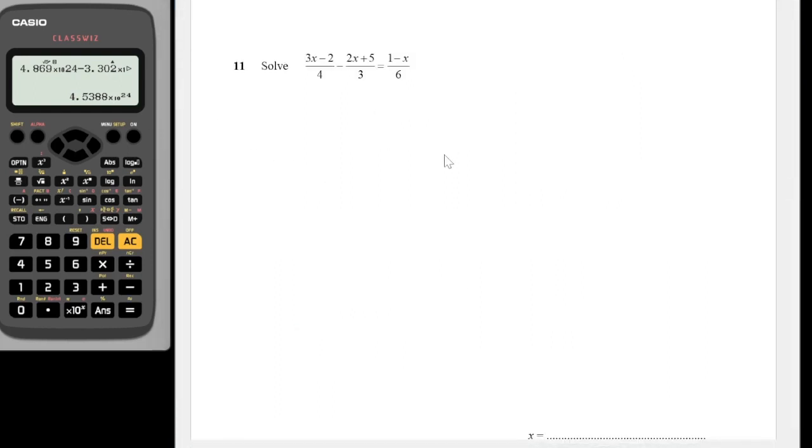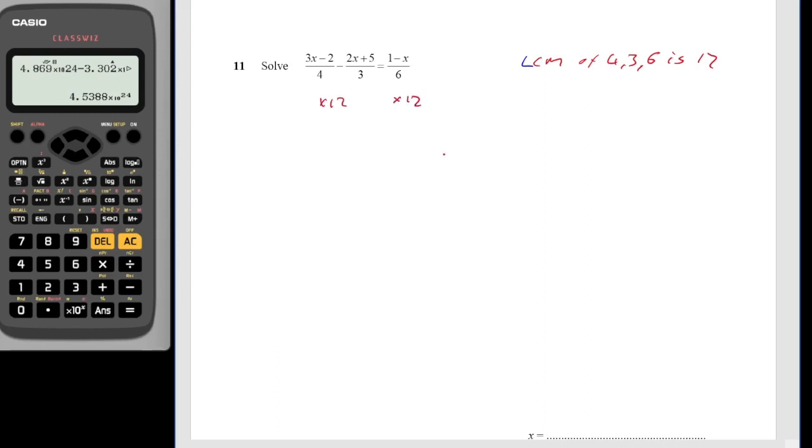Okay, so to solve this, I'm going to get rid of my denominators as a starting point. To do that, I'm going to times by the lowest common multiple of 4, 3, and 6, which is 12. So I'm going to times both sides by 12.